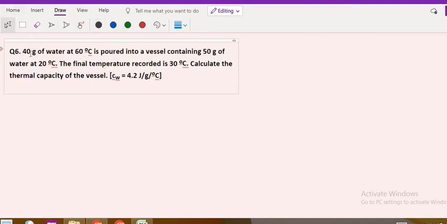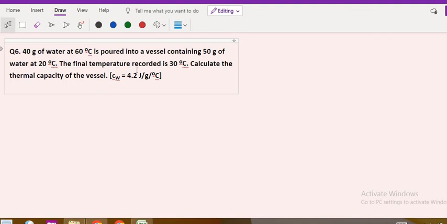Fine. So the next question now is, I have been given 40 gram of water at 60 degrees Celsius poured into a vessel containing 50 gram of water at 20 degrees Celsius. The final temperature is recorded as 30 degrees Celsius. I have to calculate the thermal capacity of the vessel. Not the specific heat capacity, but thermal capacity, that is C dash. So C dash is mass multiplied by the specific heat capacity of that vessel, that is to be found out.